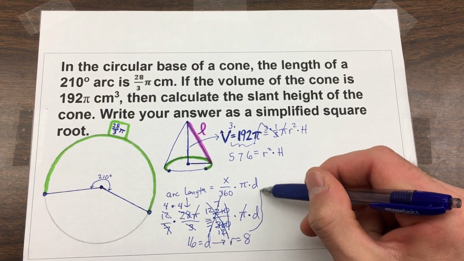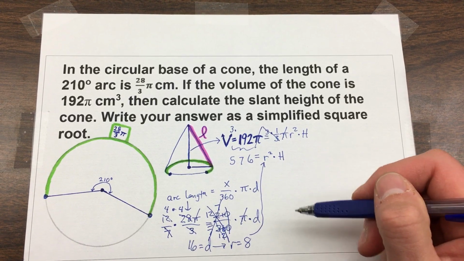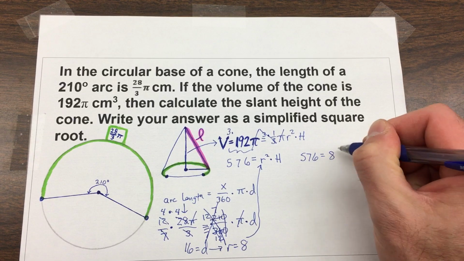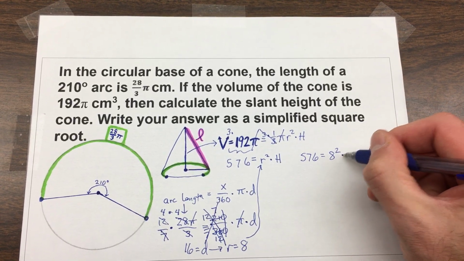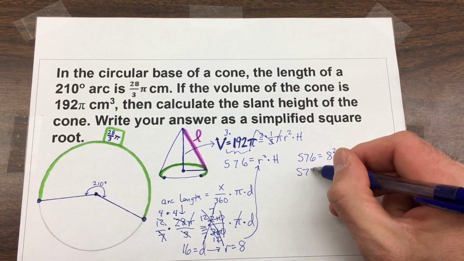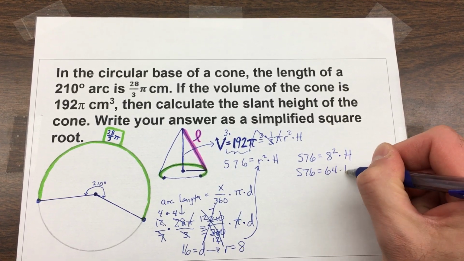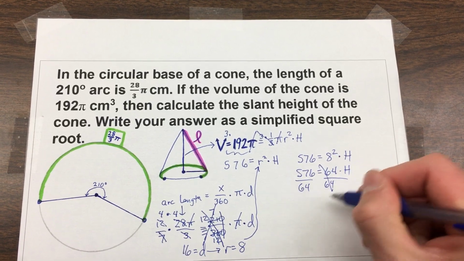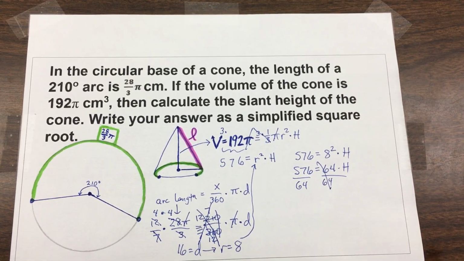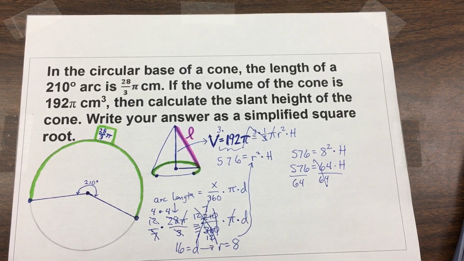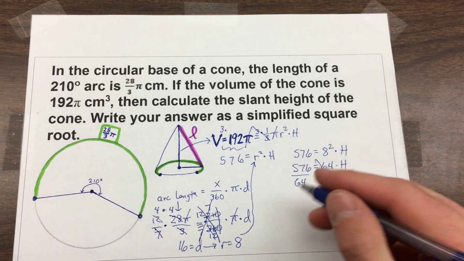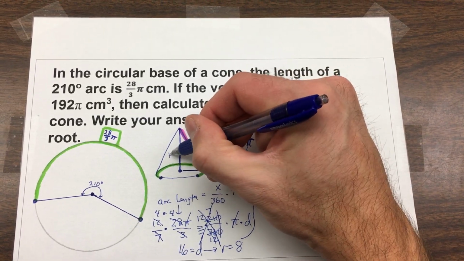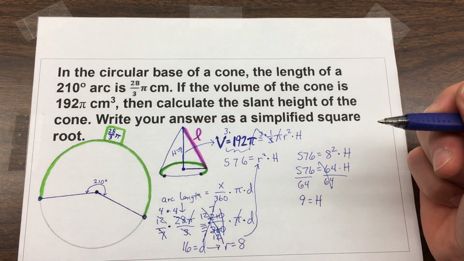Now we can take that radius of 8 and plug it in up here. So now we've got 576 equals radius squared, 8 squared, times the height. So this is 576 equals 64 times h. Divide the 64 over. And so let's see, what is, calculator, 576 divided by 64 gives me exactly 9. So the true height of the cone is 9.